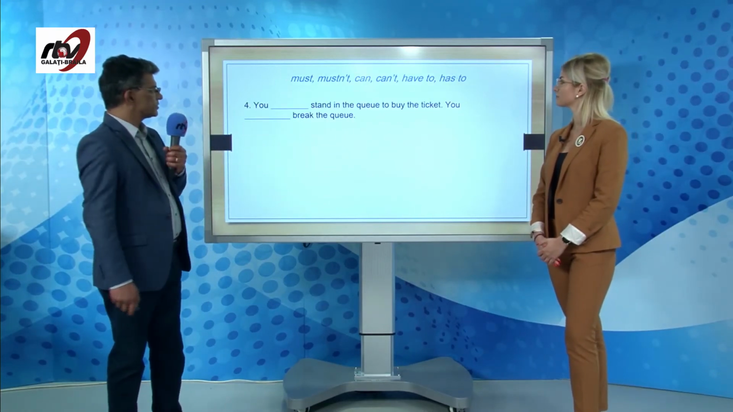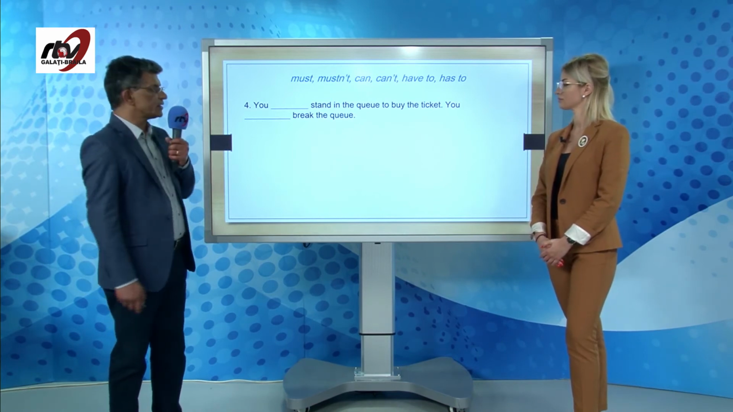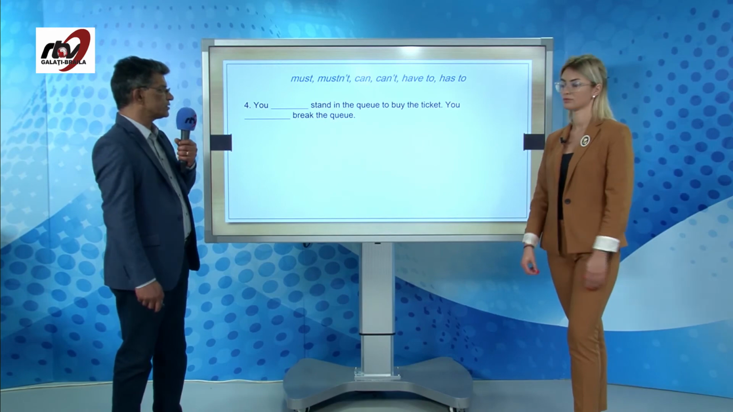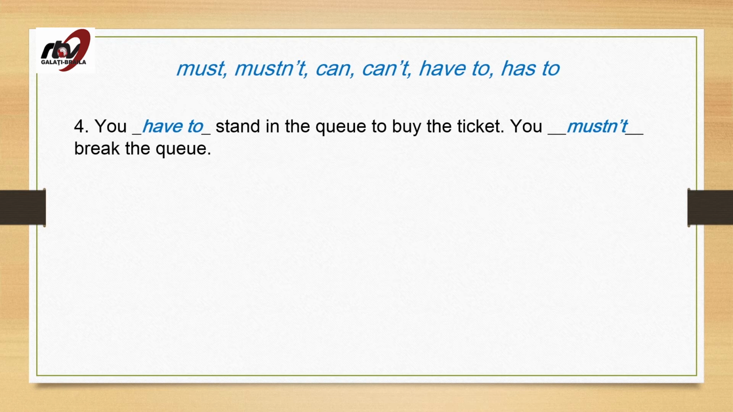And to continue, again some sentences. You dash stand in the queue to buy the ticket. You dash break the queue. A queue is basically a line of people. So this one should be, you have to, or you must also. You have to stand in the queue to buy the ticket. You mustn't break the queue.